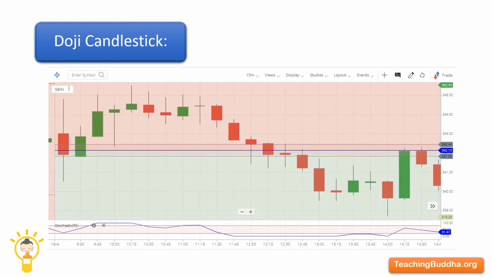This is State Bank of India. This belongs to 16th April 2021 chart. Here, this is the 15-minute chart. Previously, I have shown you 5-minute chart. This is 15-minute chart.